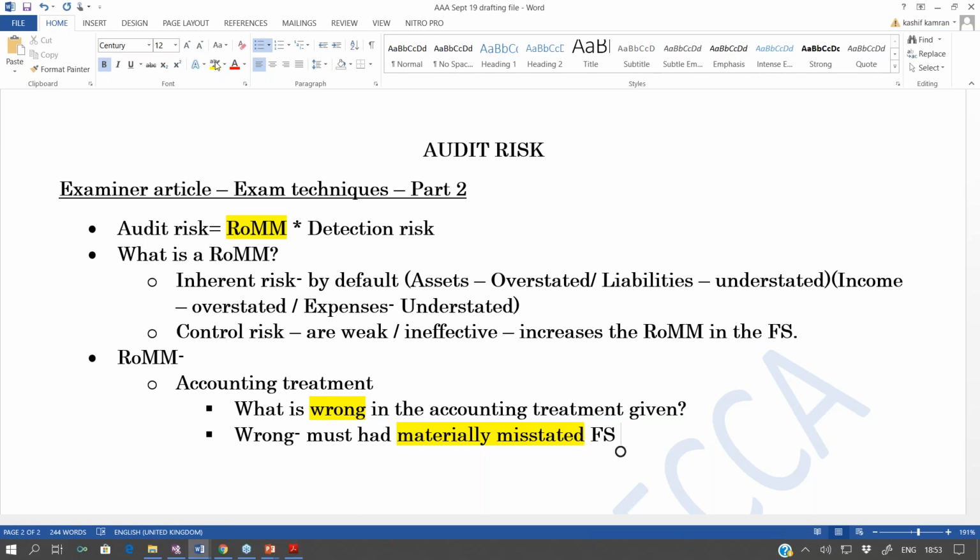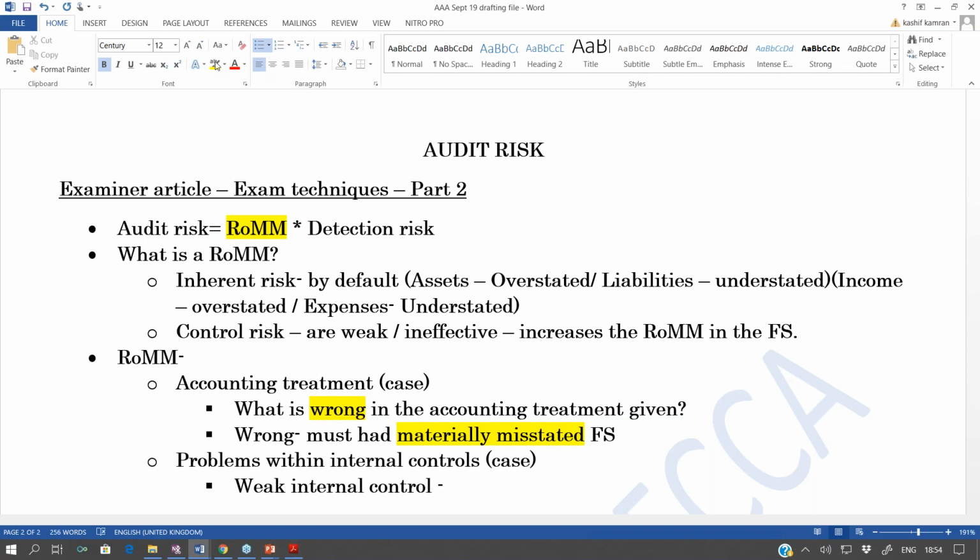Secondly, in a case study, there are not just accounting treatments, right? In a case study, there might be problems within internal controls. So if you find there are problems within internal controls in the case study, then you are finding the risk of material misstatement again. So when you read the case, you have accounting treatments, which if wrong will materially misstate the financial statement, right? Then there are problems within the internal controls. If you think that the internal controls are weaker, then you have identified that there is a risk of material misstatement with weak internal controls, and that the financial statements could be materially misstated.